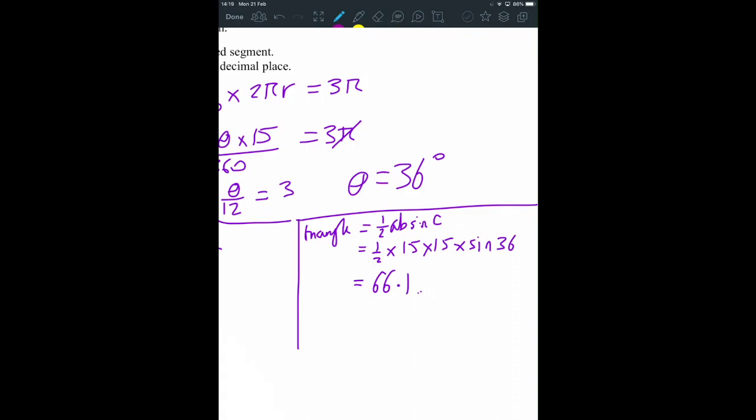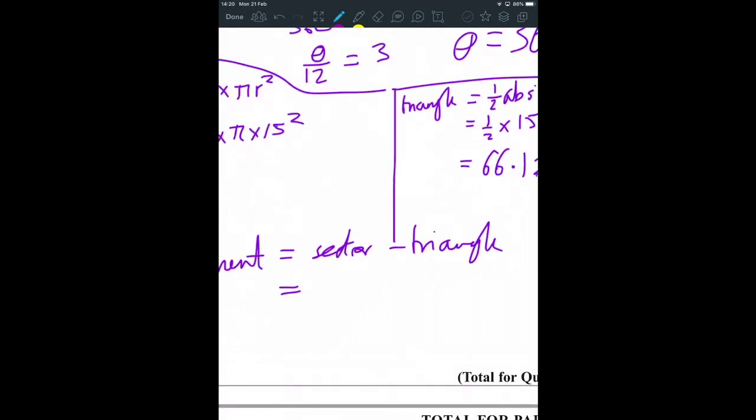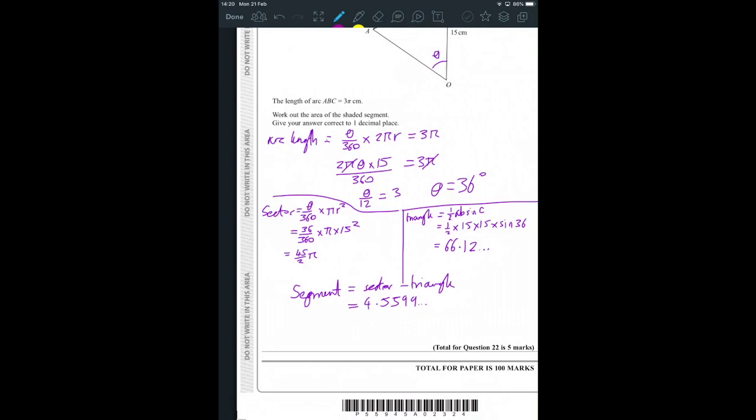So the segment, which is what the whole point of the question was, is the sector, that's the larger one, minus the triangle. And because I still have that answer stored in my calculator, I don't need to do any rounding whatsoever. 45 by 2 lots of pi. Subtract off that answer is my segment as 4.5599... Question wanted 1 dp, so 45.6 to 1 dp.